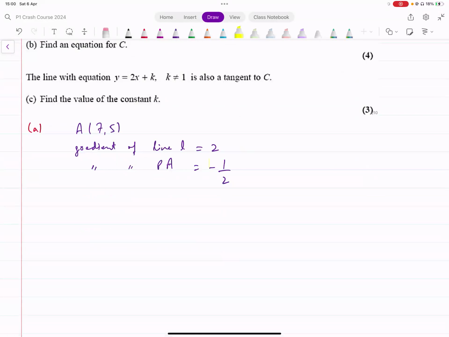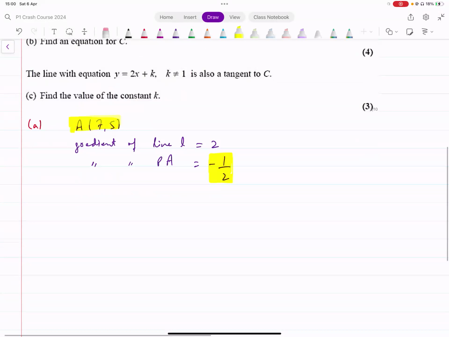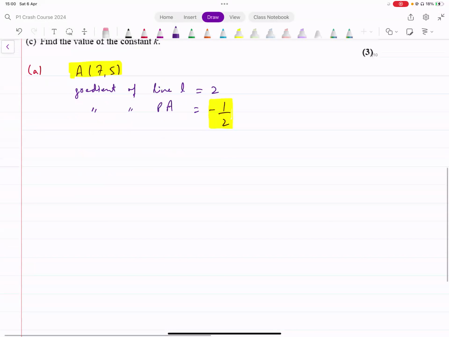So you have the gradient of the line PA, and you have a point that lies on the line PA. That's point A. You can write down the equation. You can say y minus y1 equals m into x minus x1. We've done coordinate geometry before. Just input values in this. y minus 5 equals minus 1 over 2 into x minus 7. And that's the equation that we were looking for.